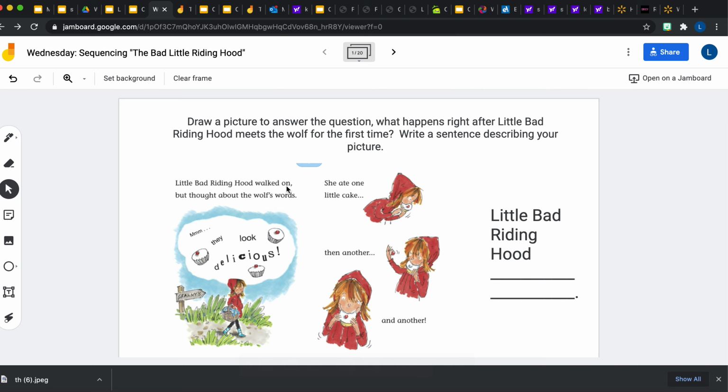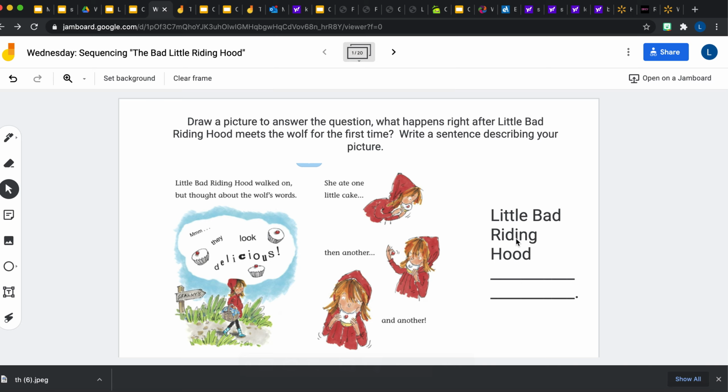So Miss Sparks has put on her board what happens right after in our story. So remember, he's like, "Ooh, they look delicious." And then he sees a tractor, sees somebody that he shouldn't be there. So that's why he ran away. So Little Red Riding Hood eats all the delicious cookies. So you're drawing a picture of what happens right after Little Red Riding Hood meets the wolf for the first time. And then you're going to write a sentence describing what you drew.